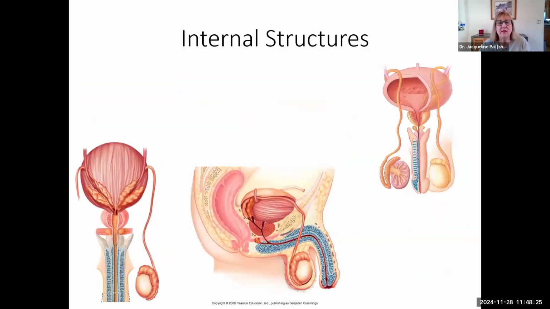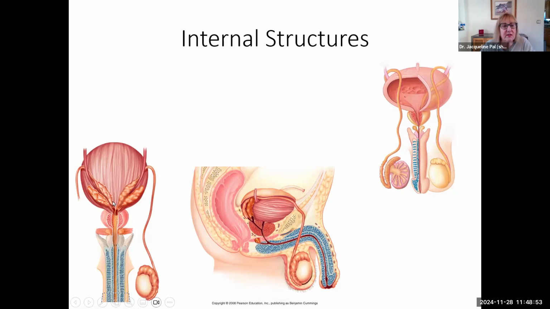All right. So now let's look at internal structures. The picture on the right is the same picture on the right. The picture in the middle is the same picture in the middle. So the only picture that has changed is the one on the left. And it actually is the picture on the right, but looking at it from behind. So you have the urinary bladder from behind. You can see the vas deferens coming back right here and here.